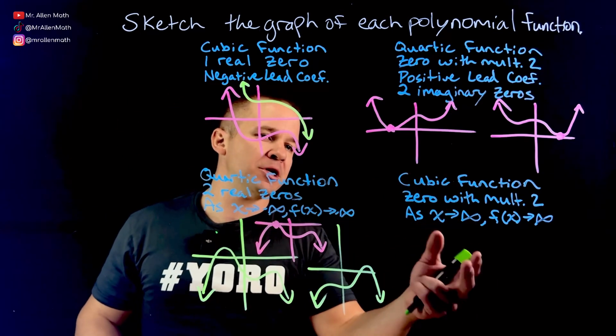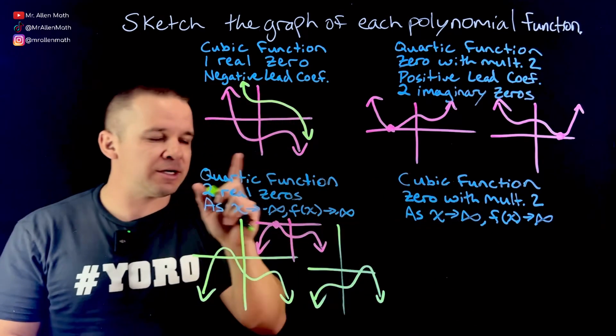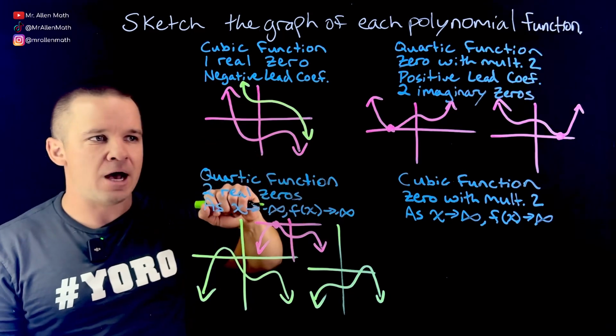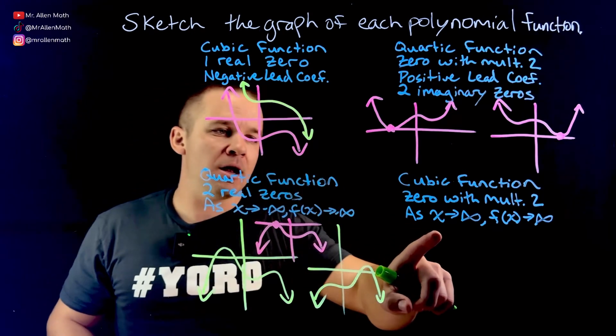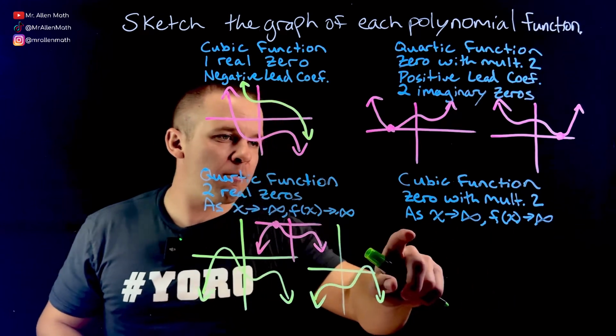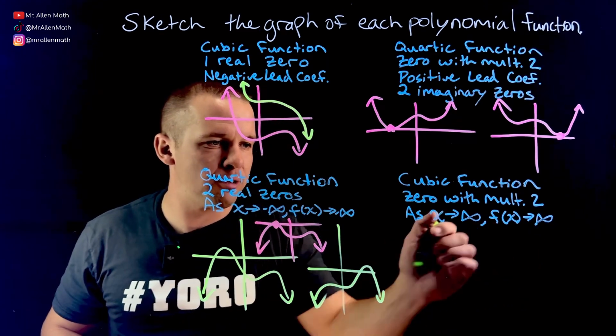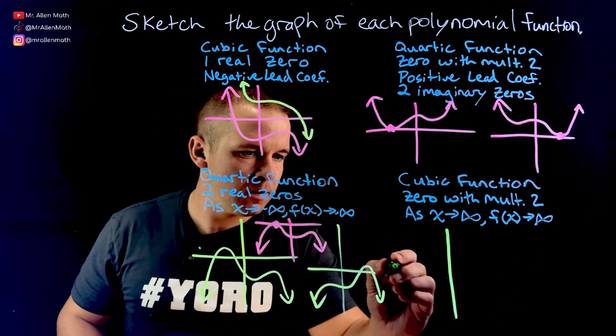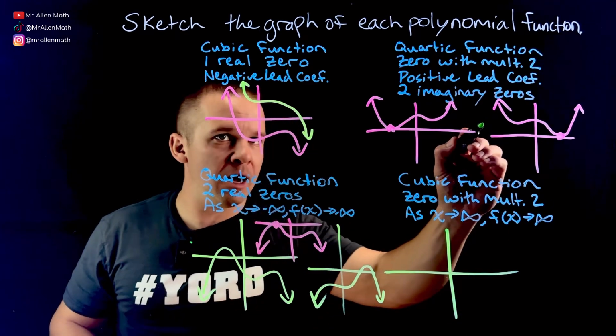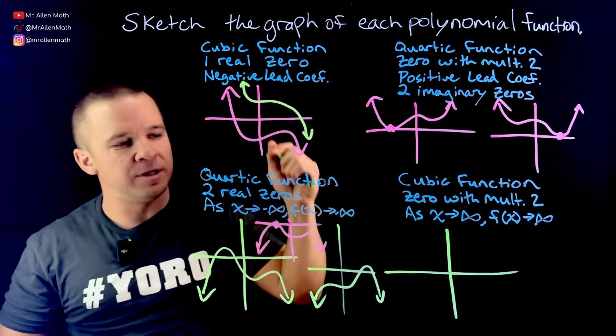Last one, cubic function, zero with a multiplicity of 2. So we've got a zero, and it's going to have to bounce off that one. It's cubic, and as I go to the right, I'm going up. As x approaches infinity, f of x approaches positive infinity as well. So I'm going to end going up. It's going to be the flip of this original one that we had here.